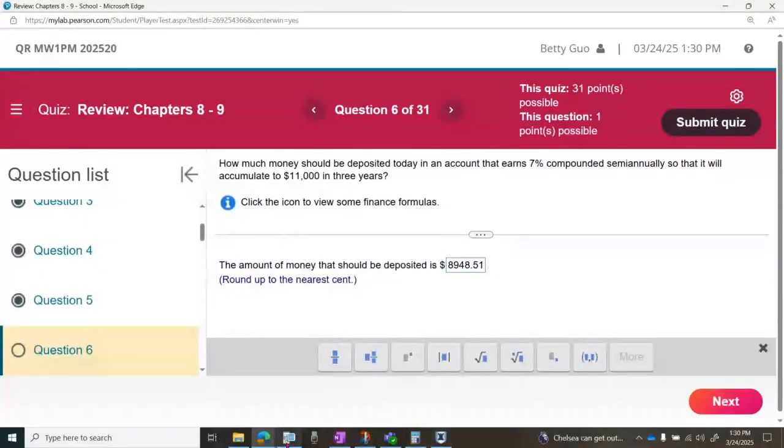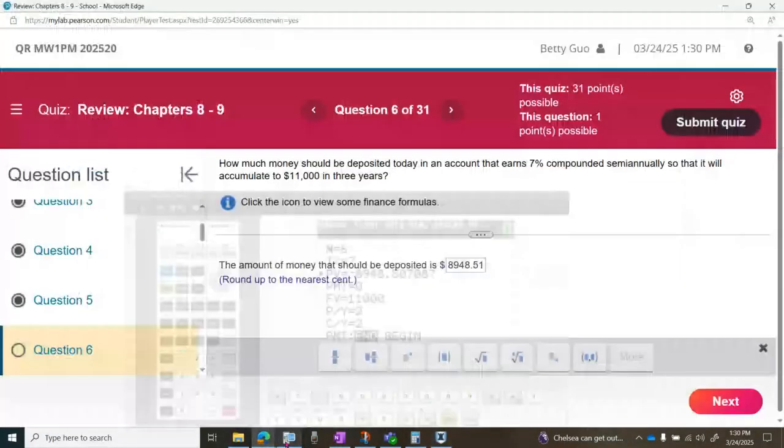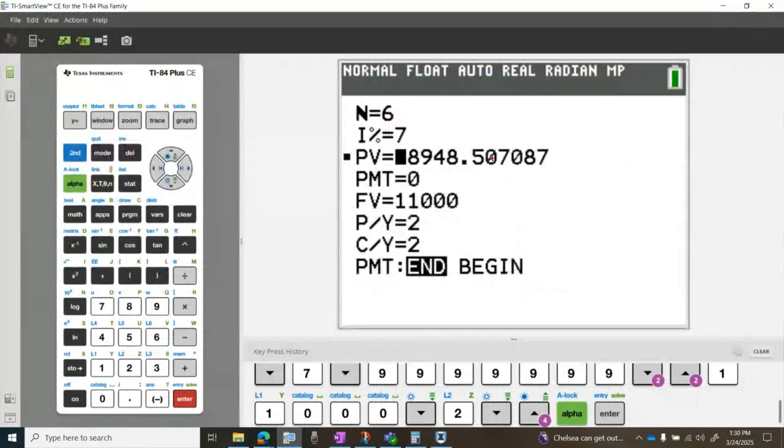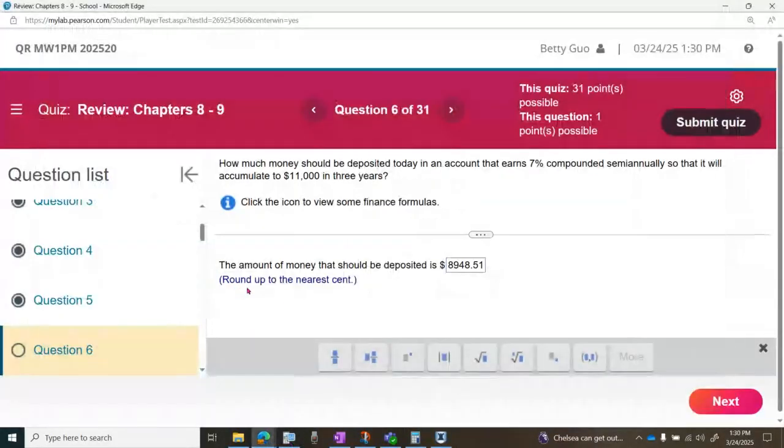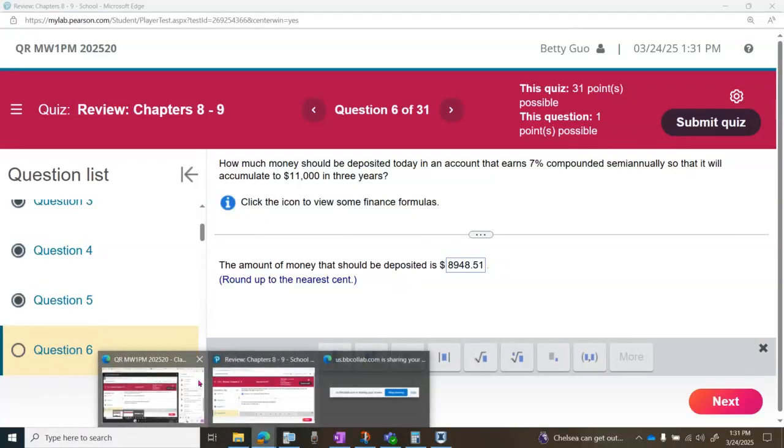I have emphasized many times, $948.51. It doesn't matter what this value is equal to. Always round it up, because that's what the question tells us to do. Round up to the nearest cent. All right? So question number 5 and question number 6 are about compound interest. Question number 5, we are given the present value, we are looking for the future value. Question number 6, we are given the future value, we are looking for the present value. And that's it. And rounding, very important.